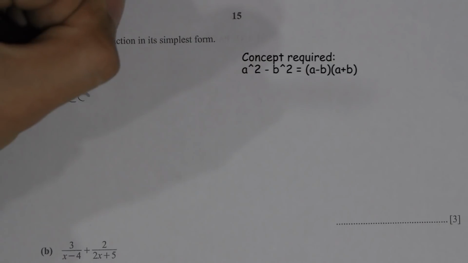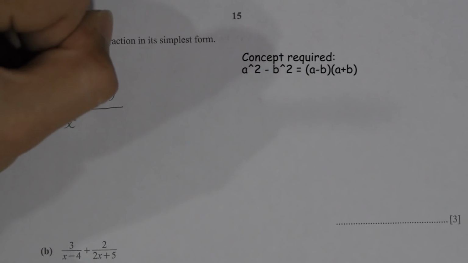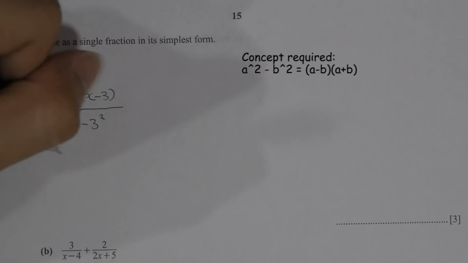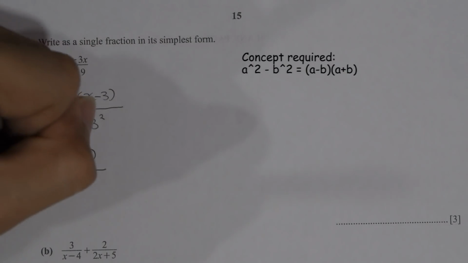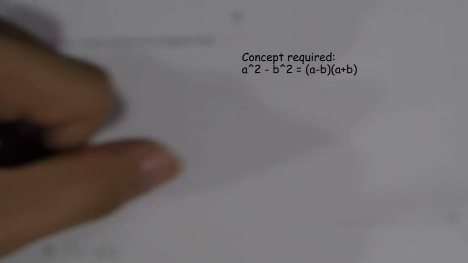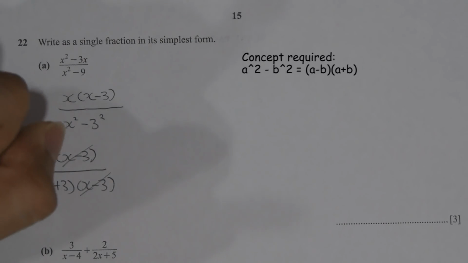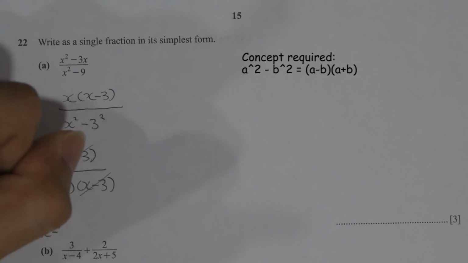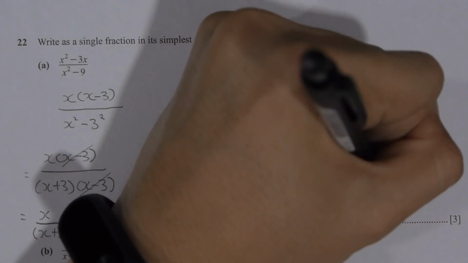So as for the last part of this paper, the concept that you are required to take note of is that a to the power of 2 minus b to the power of 2 gives you a minus b times a plus b. So in our case, we will change x squared minus 9 into x plus 3, x minus 3. For the top part, x is repeating, so we took out the x from it. By doing so, we can now cross out x minus 3 from the formula, and you get the final answer.